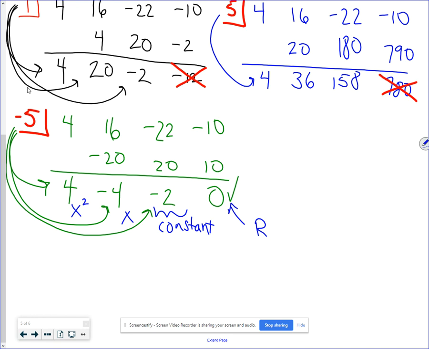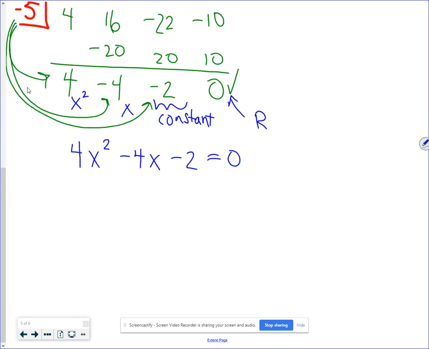It factors into it. So here's our equation that we need to solve. 4x squared minus 4x minus 2 is equal to 0. So this is a quadratic equation. We have tons of methods to use to solve it. We can try to do it by factoring. We can try to do it by square root method or quadratic formula.